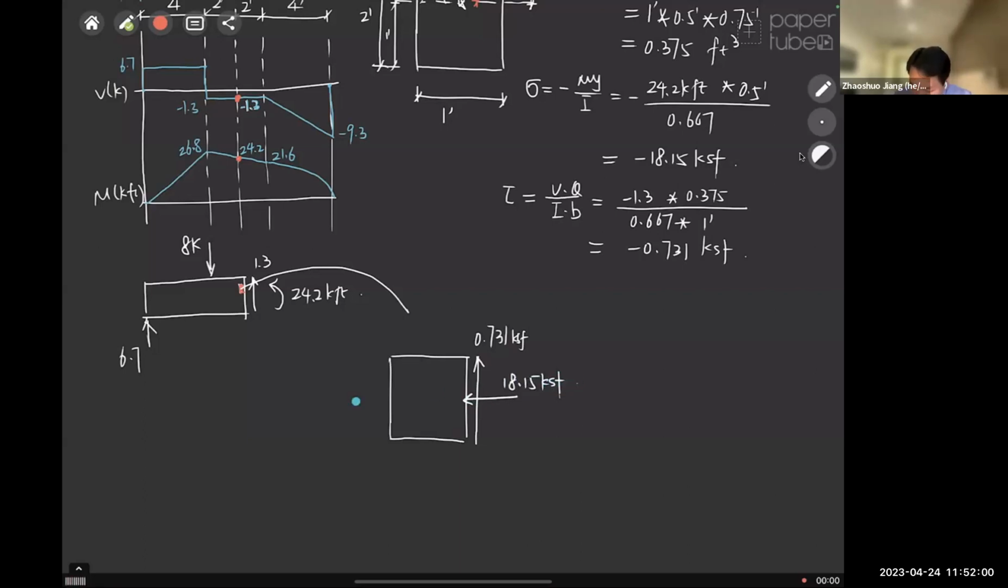Because of equilibrium, the other side is going to look like this, 18.15 KSF. And we need the shear at this point to be 0. Therefore, the shear has to go this way and go the other way at the bottom. And are we going to have the vertical normal stress for this one?